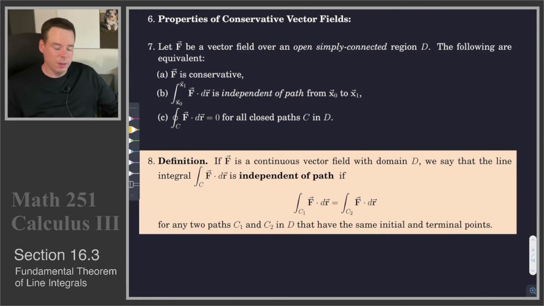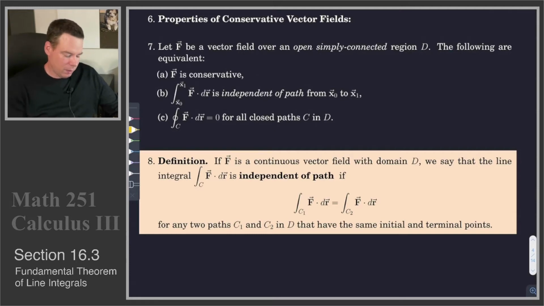Okay, so here comes our classification of conservative vector fields. Let capital F be a vector field over an open, simply connected region D. The following are equivalent. F is conservative, so that means F is the gradient of some potential function. The integral along any curve for F is independent of the path from x0 to x1. So this is known as independence of path or path independence.